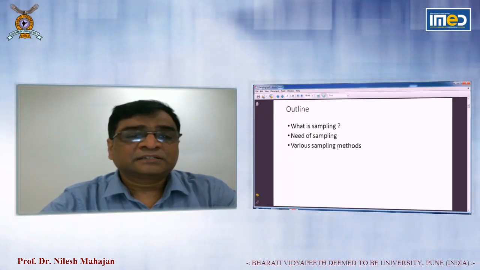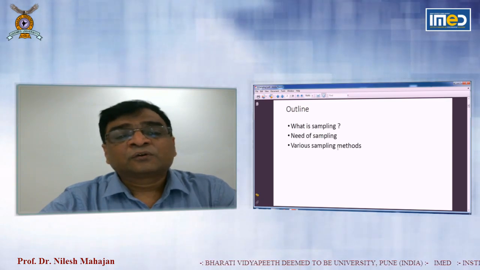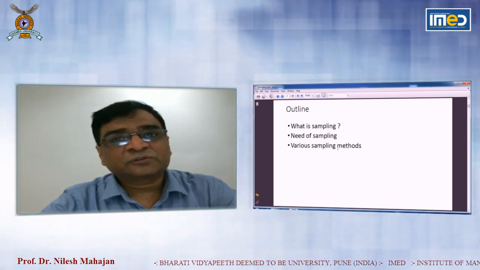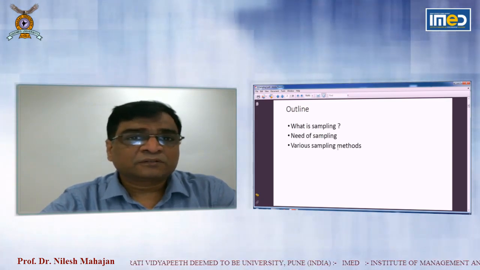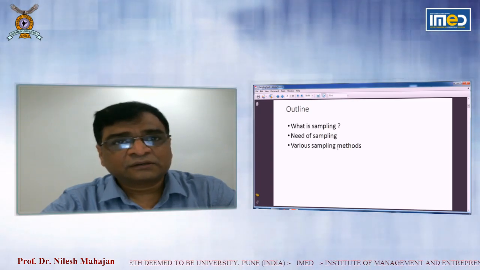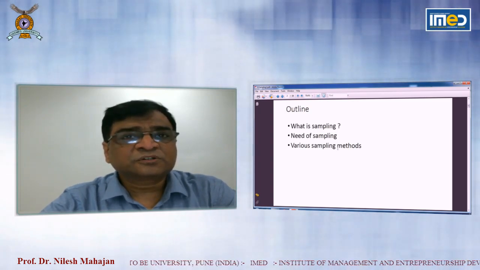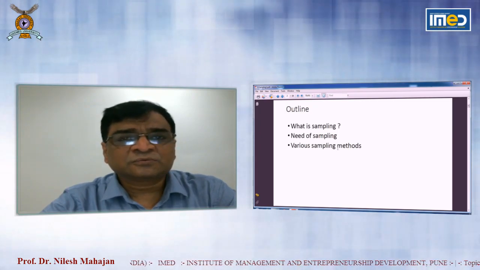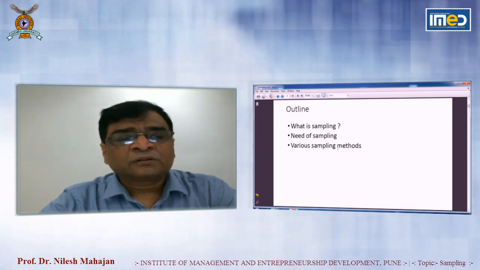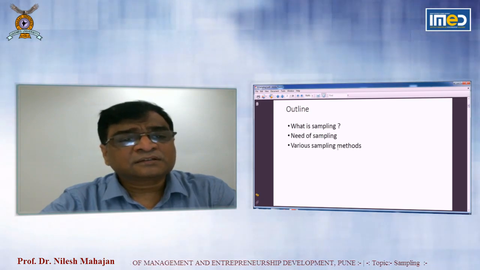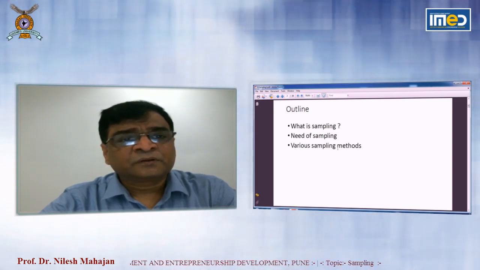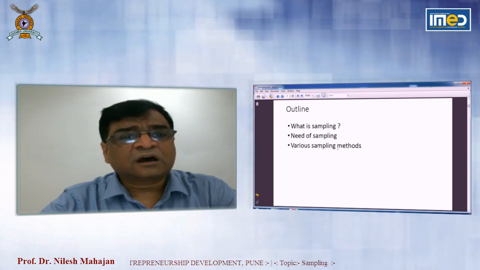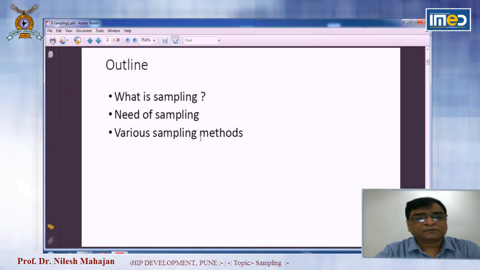In my previous lecture, I discussed what is probability, what is the application of probability, what is success, what is failure. We also discussed the distribution, what is the distribution, discrete distribution, continuous distribution, and so on. Now, today we are discussing sampling. So, today in my lecture, the outlines are what is sampling, need of sampling, and various sampling methods.